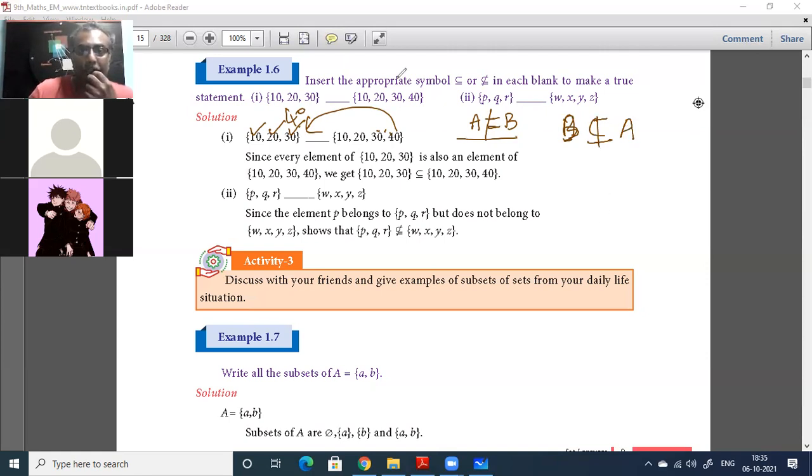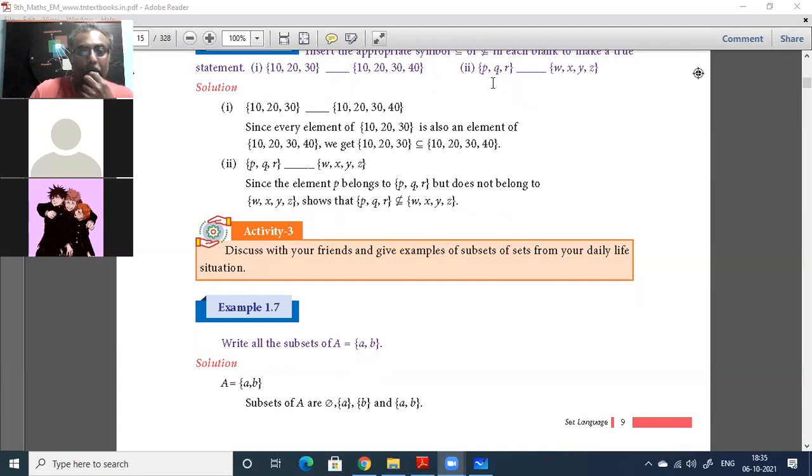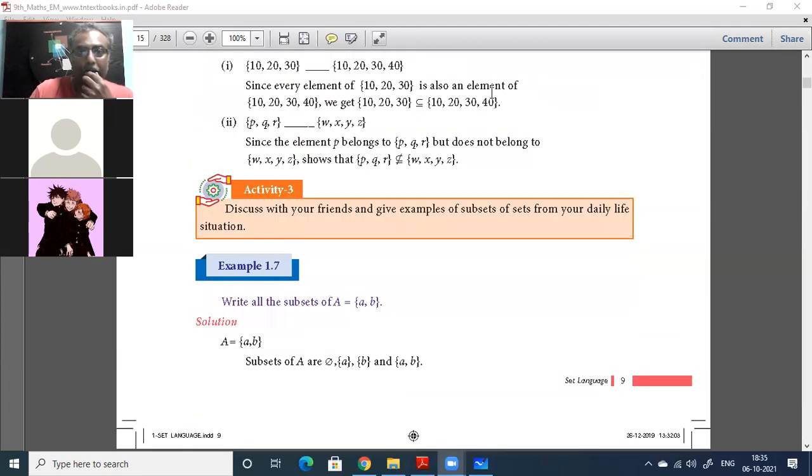Okay, let us go to the next example. We have 5 more minutes, no problem. Activity and all we can avoid. Okay, example 1.7, write all the subsets of A. You write here itself in this white space, write all the subsets of A. Don't look, simply write.